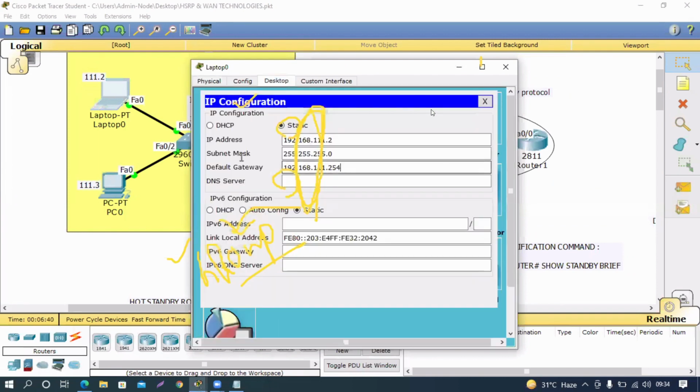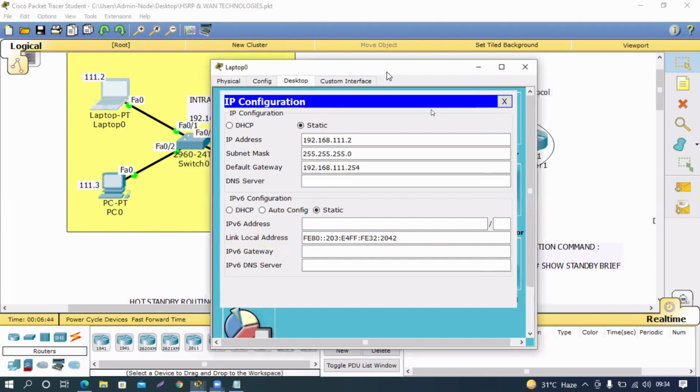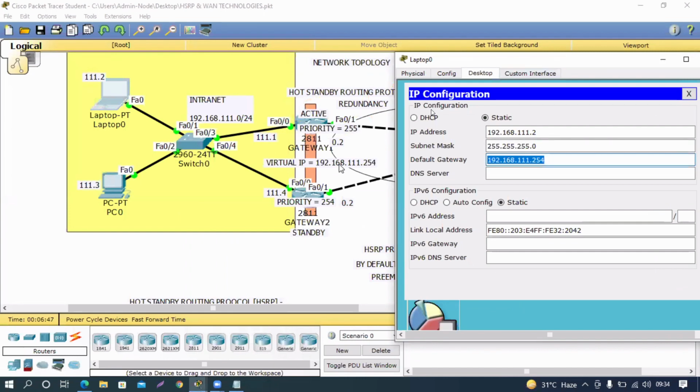Can you see this IP over here? What is this IP? 192.168.1.254, right? This is the virtual IP that we are using. This virtual IP is nothing but the group IP, the IP of the group of active and standby routers. Normally you configure your interface IP of the gateway as the gateway, right? But this time you are not configuring the IPs of your gateways. You are configuring the virtual IP, and this IP is basically the HSRP.